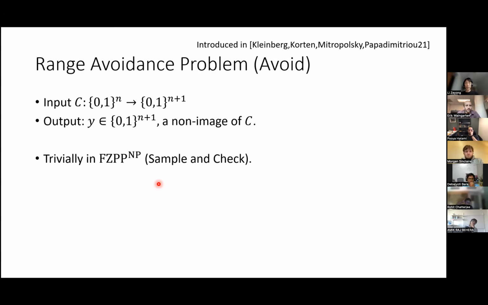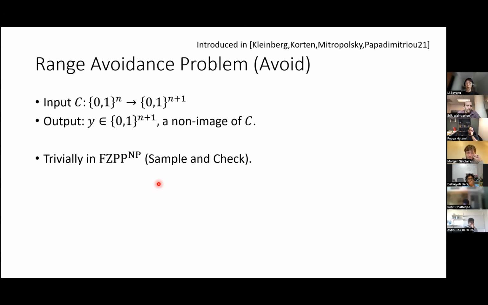And if you think about it, this problem can be trivially solved in FZPP to the NP. So it means that you have a randomized algorithm and you also have access to an NP oracle.